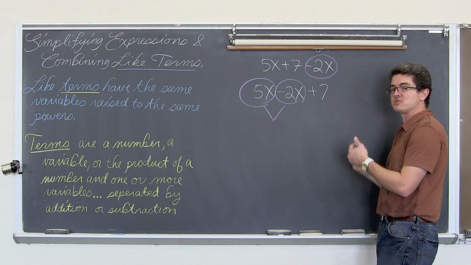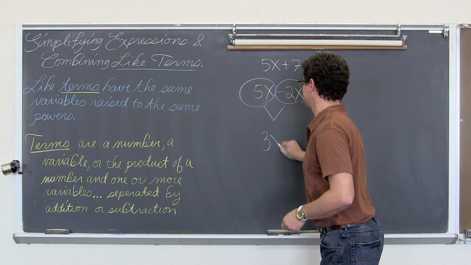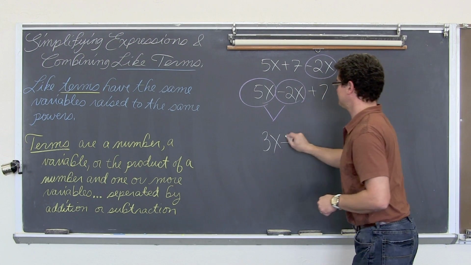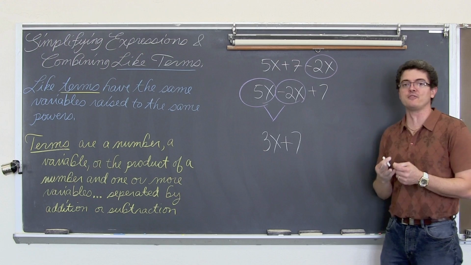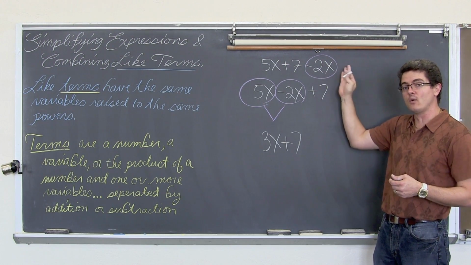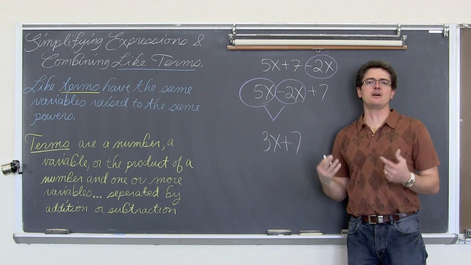So we have 5x minus 2x. 5 minus 2 is equal to 3x. And then we have a plus 7, and that's done. You've simplified the expression. Now it is simplifying. There's no equal sign. This is not an equation. So we're not going to find out what x is. We're not going to say x is equal to 5.